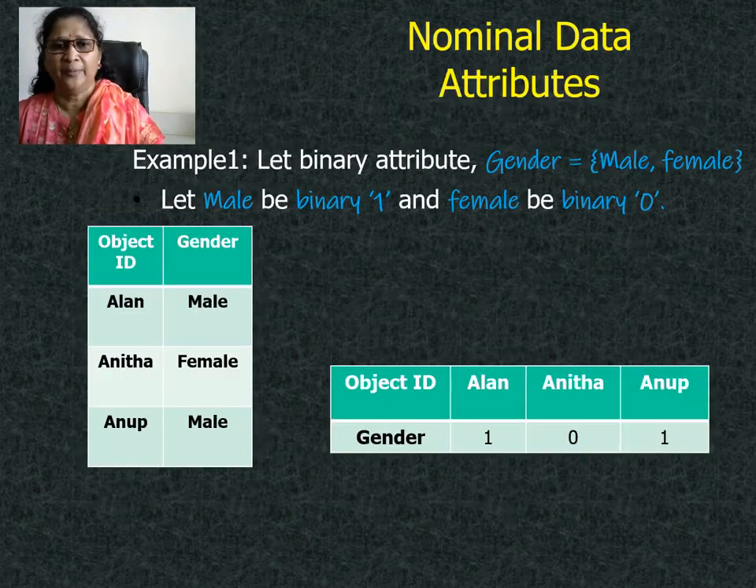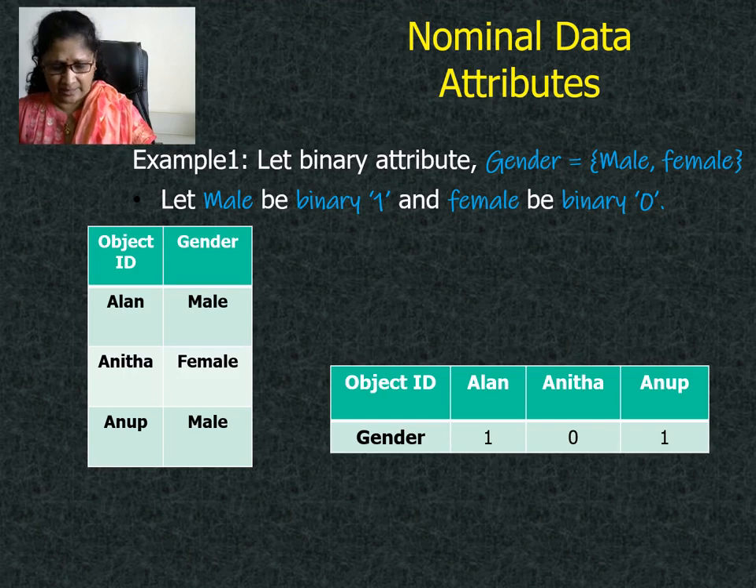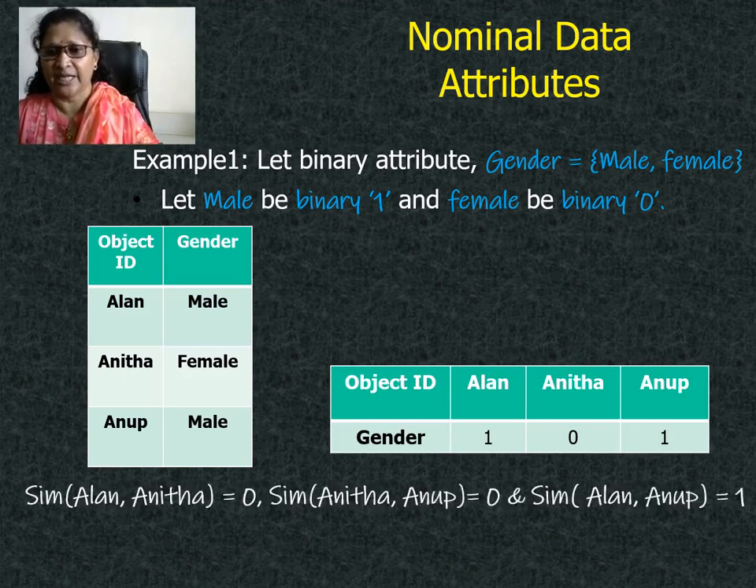Let us take one example. We have a binary attribute gender: male, female. Here for male we can represent it as 1 and female we can represent it as 0. Here the binary attribute is a special case of nominal attribute. We have object identifiers Alan, Anita and Anup as their names and gender as male, female and again male. If we look at these object IDs, which are names, and gender represented with 1, 0 and 1, that is male represented with 1 and female represented with 0.